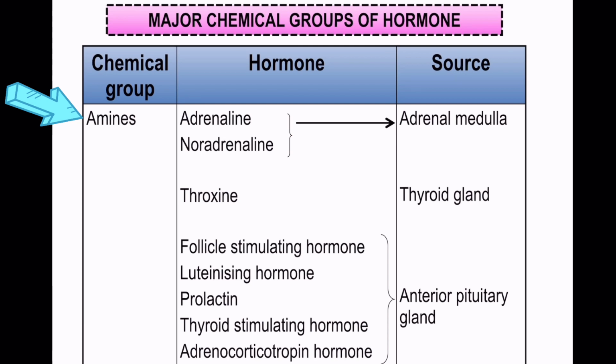Second chemical group is amine. The examples are adrenaline and noradrenaline that are secreted from adrenal medulla. Thyroxine secreted from thyroid glands. Follicle stimulating hormone FSH, luteinizing hormone LH, prolactin, thyroid stimulating hormone, adrenocorticotropin hormone. So these hormones are all secreted by the anterior pituitary gland in the brain.